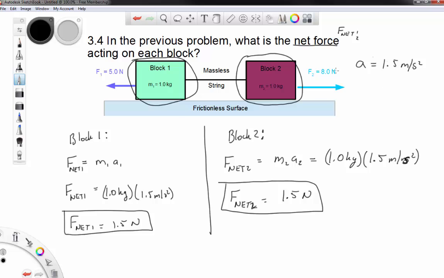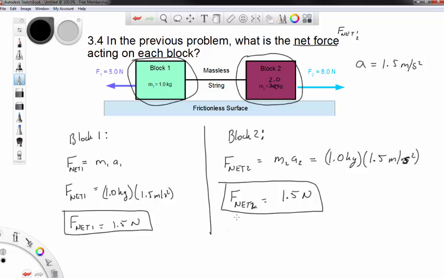If we applied the same forces to these two blocks, but they had different masses, we would get a different net force. Or let's say that we applied a different amount of force to these two blocks such that they still have a 1.5 meter per second squared acceleration, but one of the blocks is more massive than the other. In that case, we would also not have the same force applied to each block in net. For example, suppose this block was actually twice as heavy. So instead of 1 kilogram, what if it was 2 kilograms?